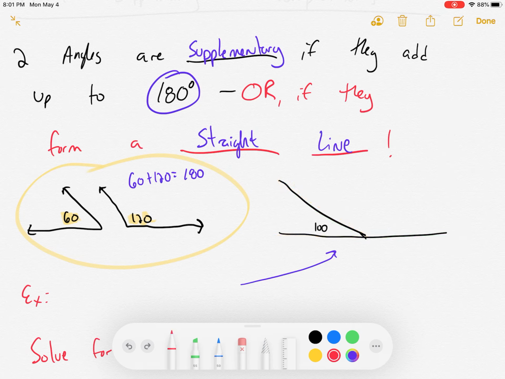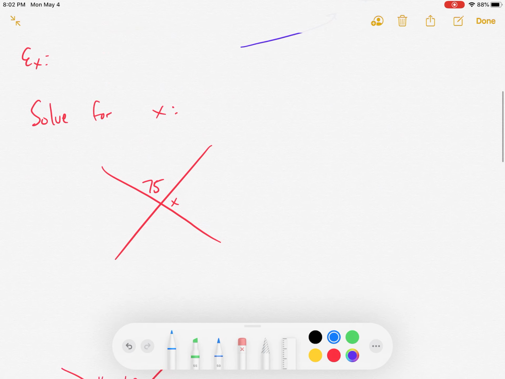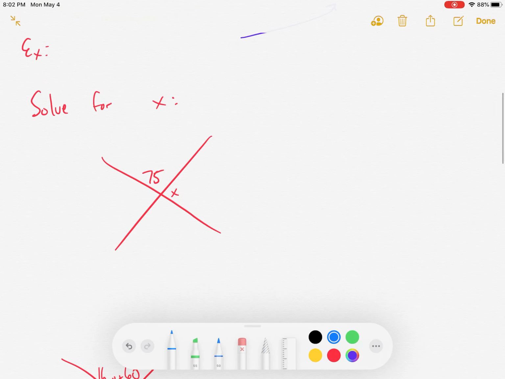So again, I'll mark them out for you. This red angle and this green angle form a straight line, so we can assume that those add up to 180 degrees. We can assume that they are supplementary. So 100 plus 80 is 180. Okay?